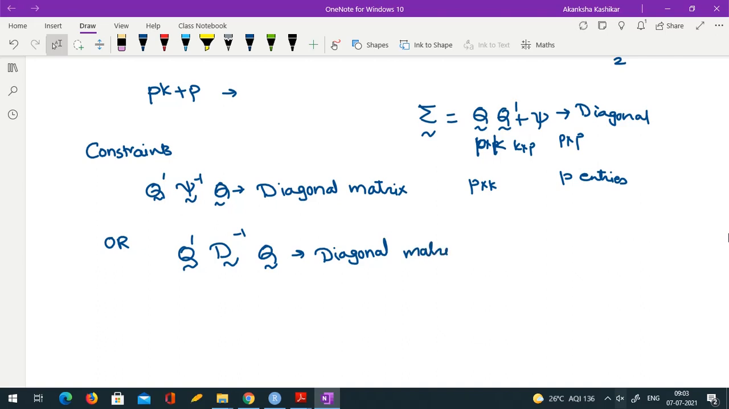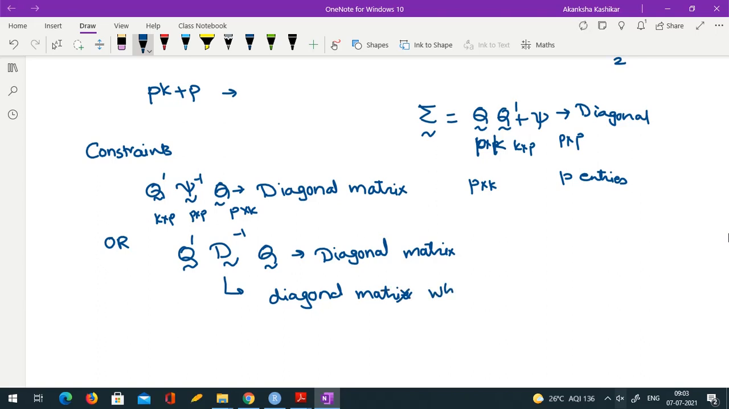Okay, Q prime D inverse Q should be a diagonal matrix. Now why, what would be the reduction? Normally, what is the order of Q prime psi inverse Q? Q prime is of order k cross p, this is p cross p, and this is p cross k. By the way, D, you know, is a diagonal matrix whose diagonal entries are variances.